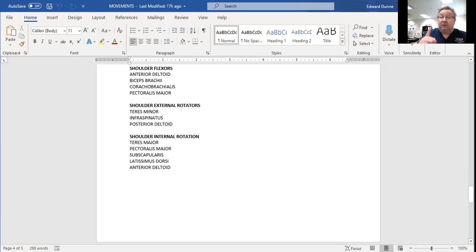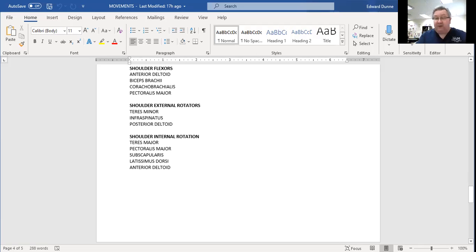Very important. Please remember this. Coracobrachialis. It's telling you what its origin and insertion is. Its origin is on the coracoid process of the scapula, that little finger projection. And it inserts onto the mid portion of the humerus. Please know this. Coracobrachialis has no action at the elbow. Its only action is at the shoulder.